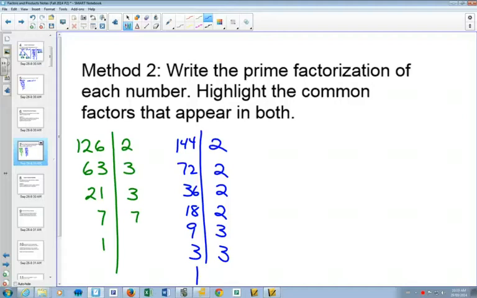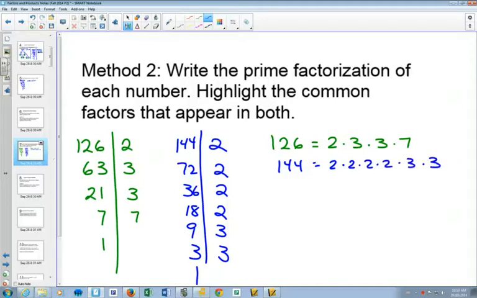So 126 is 2 times 3. And I'm going to write all the numbers out. I'm not going to use any exponents. 2 times 3 times 3 times 7. And 144 is 2 times 2 times 2 times 2 times 3 times 3.